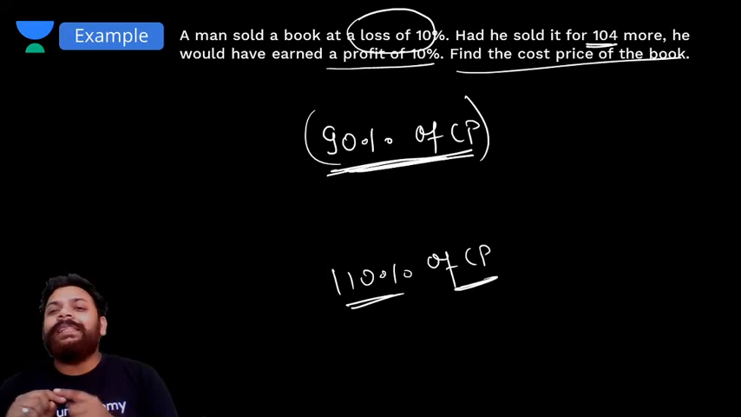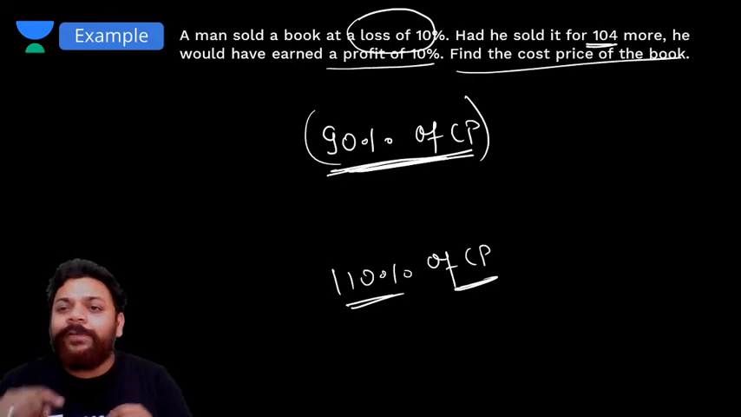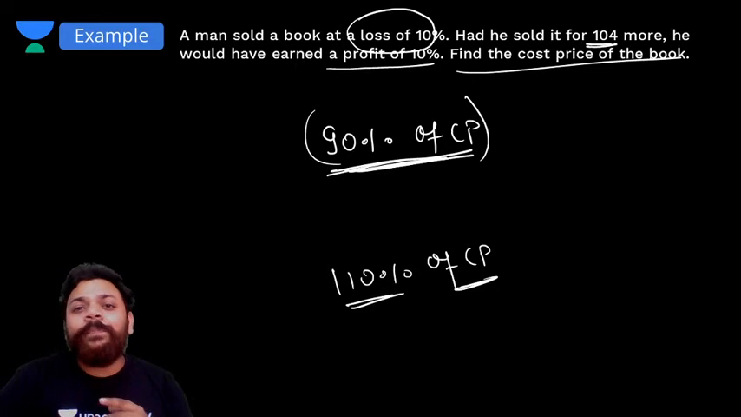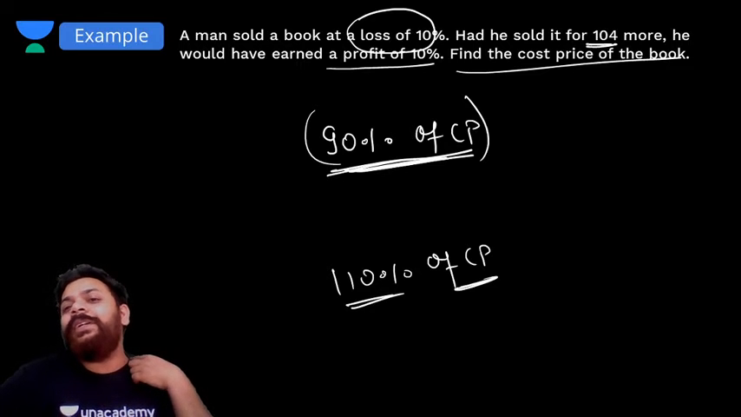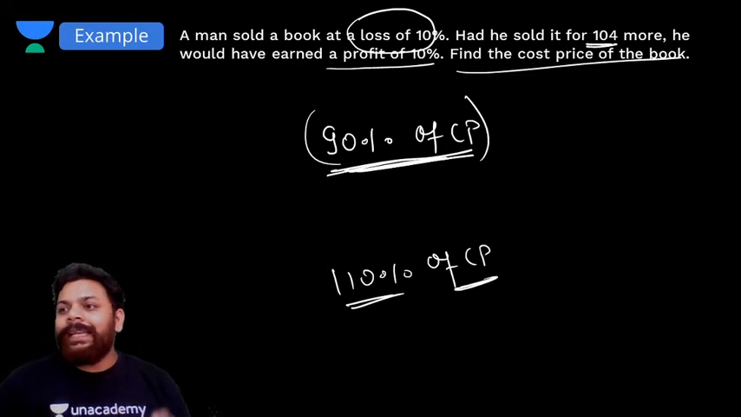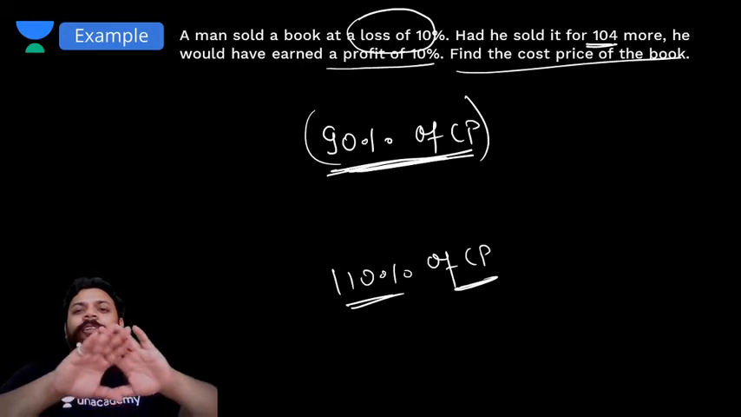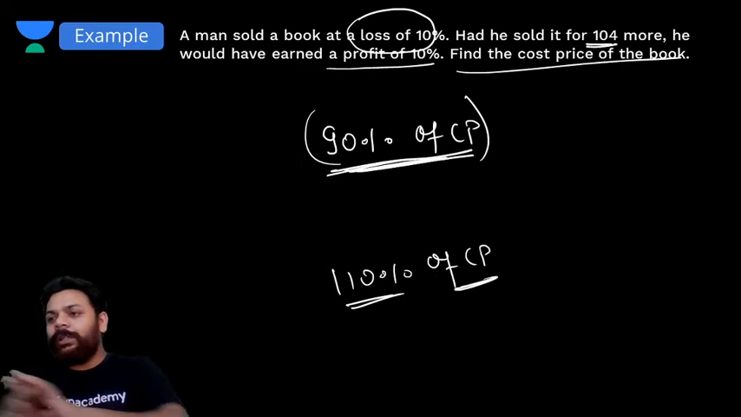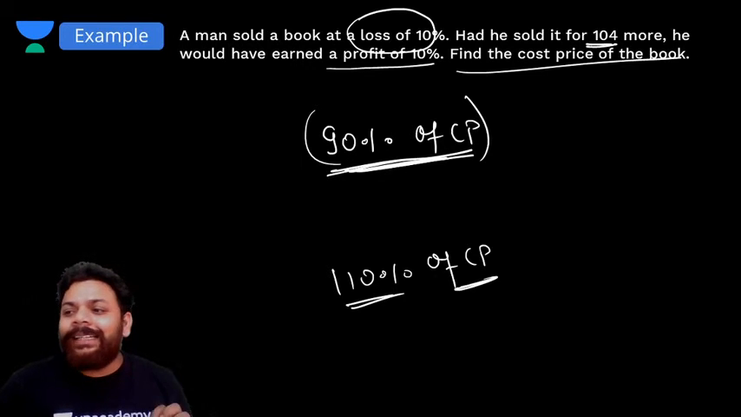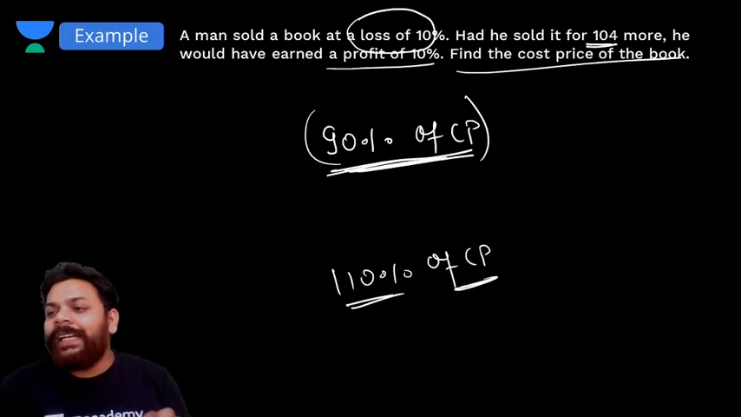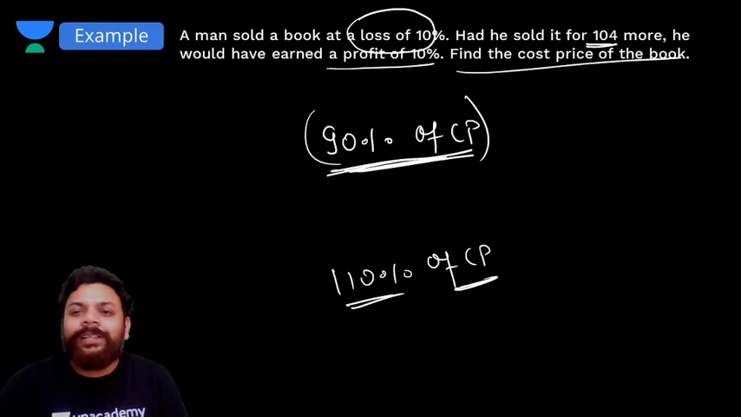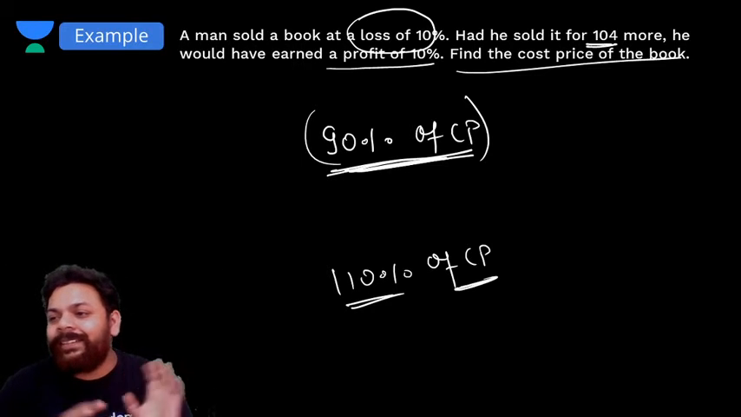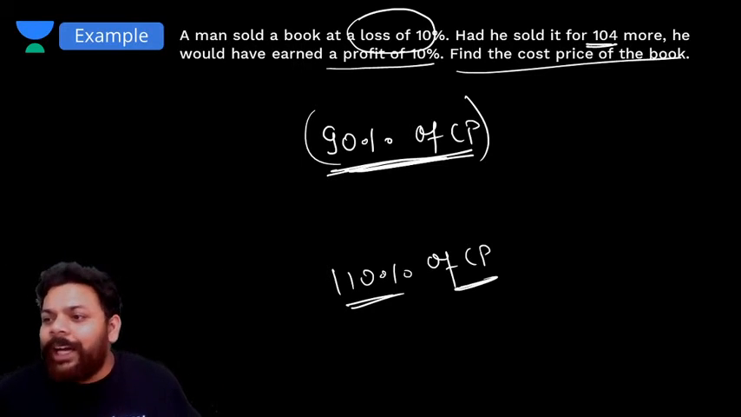In terms of number, that gap is nothing but 104. So is it possible to write 20% of cost price as 104? So can I say that 10% will be nothing but 52? So the answer is, since 10% is 52, so 100% will be 520. That's correct. This is how we can find this.